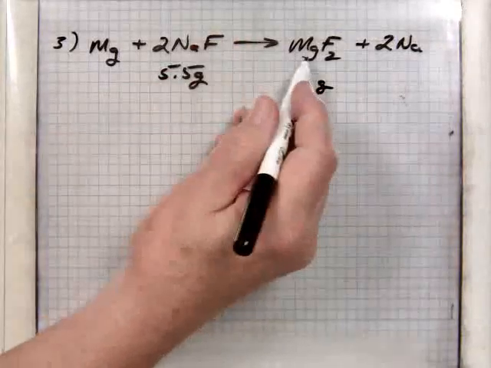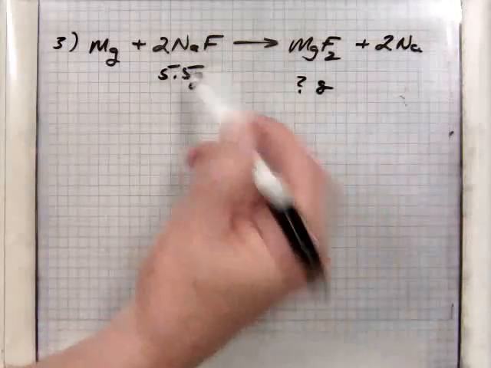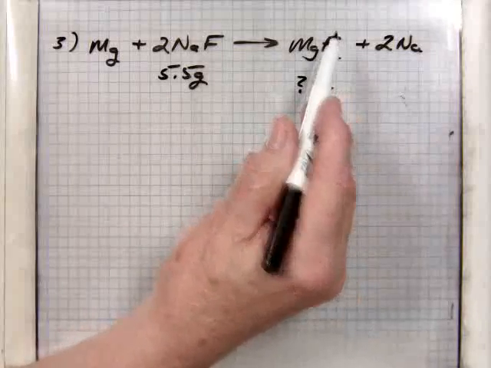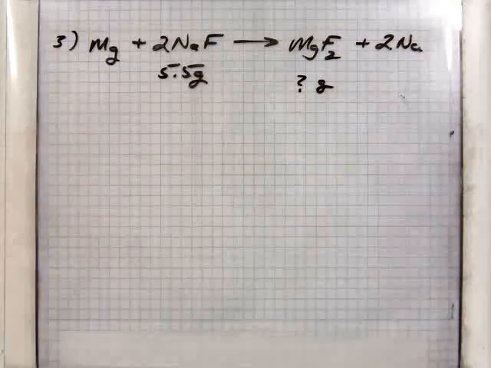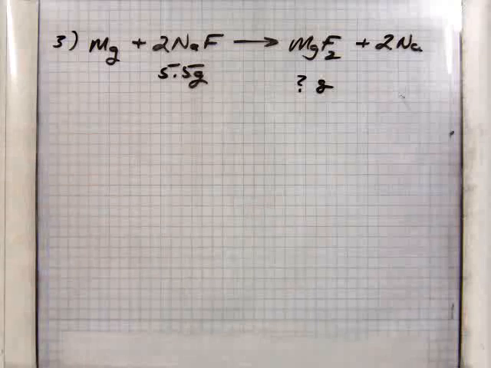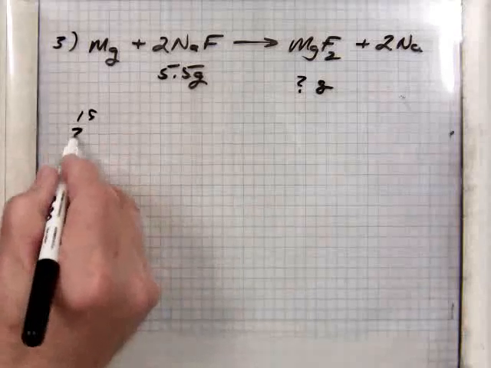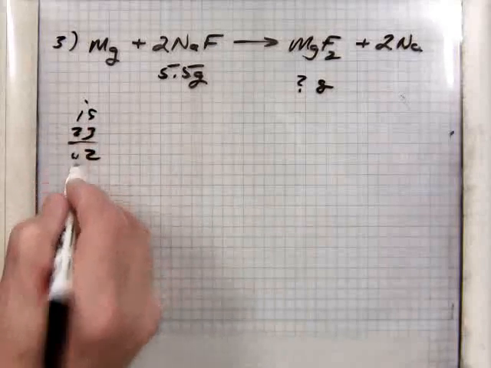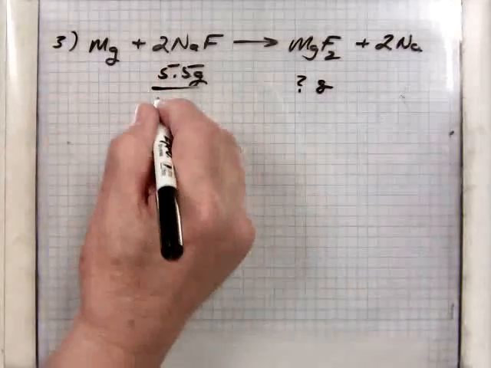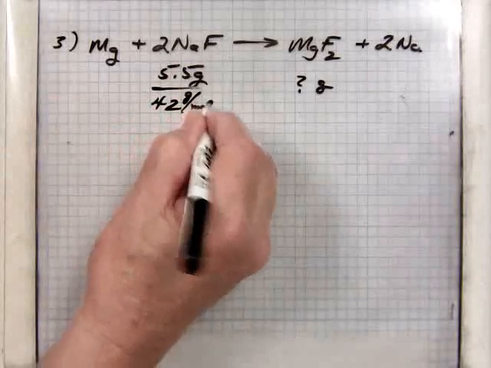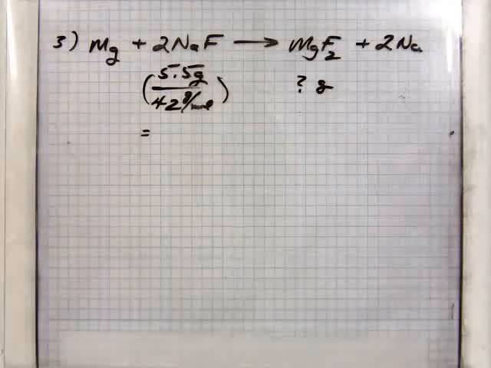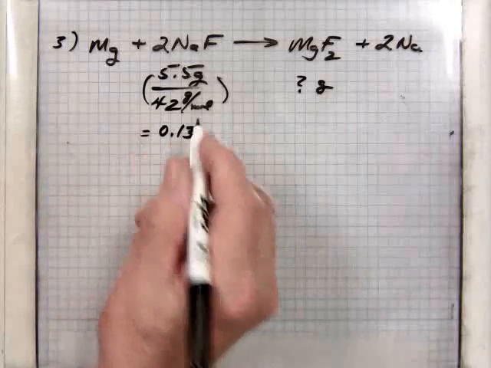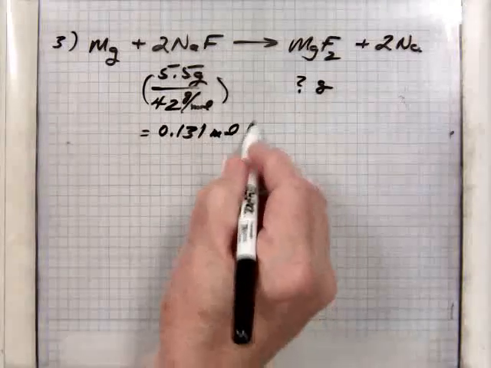So looking at it, whatever you get and convert this to moles, it's going to divide by 2 will be the moles here, and multiply by grams at the end of it. Hopefully you're starting to see that pattern. So fluoride's 19 and sodium 23. That's 42. So we want to divide this by 42 grams per mole. That's 0.131 mole of the NaF.